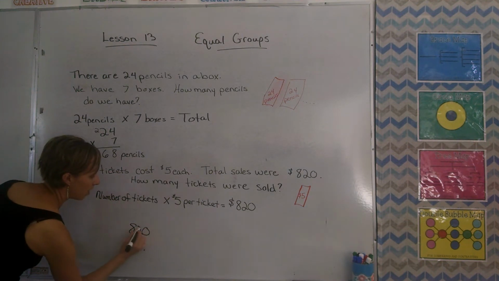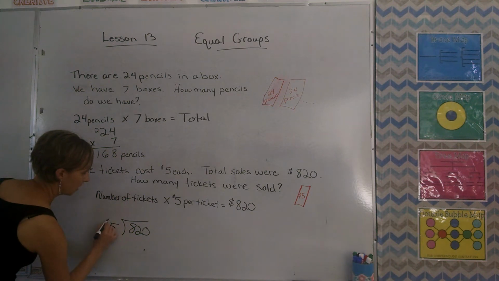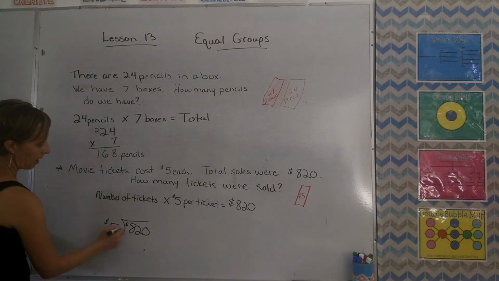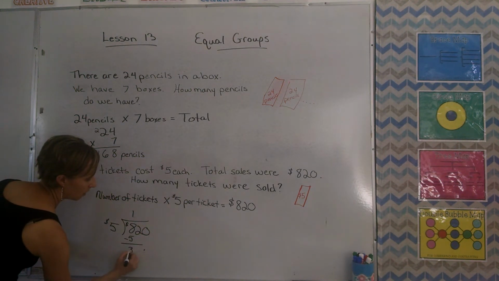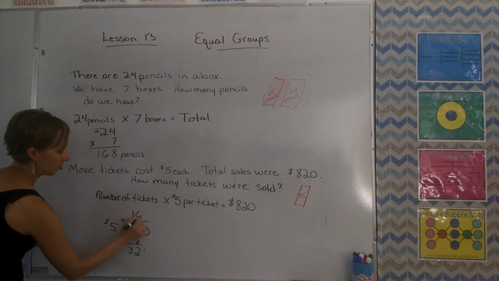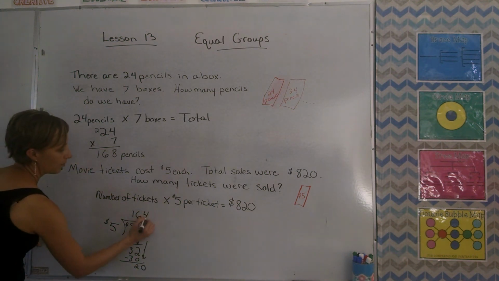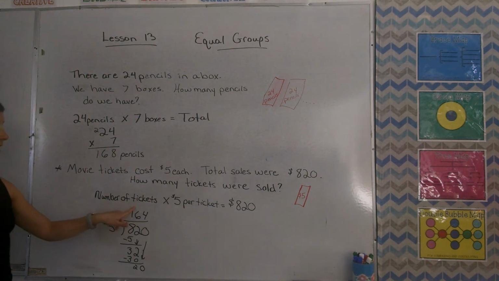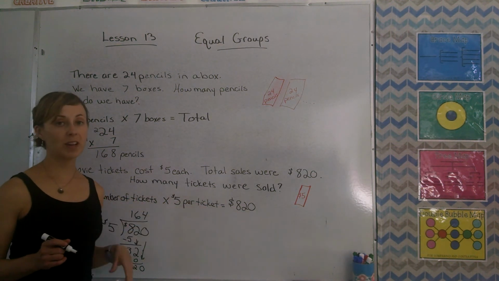I have $820, divided by $5 per ticket. 8 divided by 5 is 1. 1 times 5 is 5. 3, bring down the 2. 32 divided by 5 is 6. 6 times 5 is 30. 2, bring down the 0. 20 divided by 5 is 4. I would have sold 164 tickets because 164 tickets times $5 a ticket makes $820.